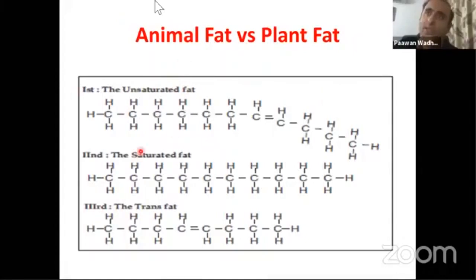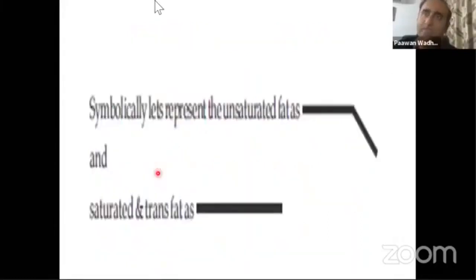It has got a complex structure like this. This is the saturated fat, and trans fat, these are animal fat. They have a simple structure like this. So you can symbolically represent this as, this is the plant fat and this is the animal fat, right?